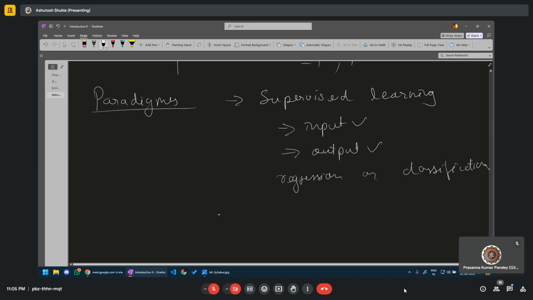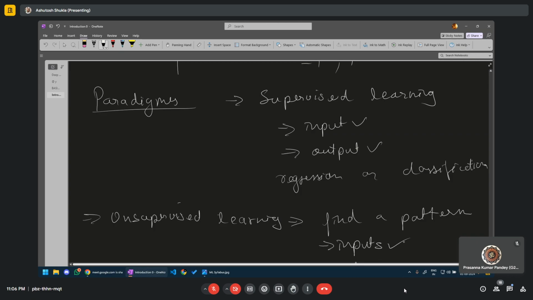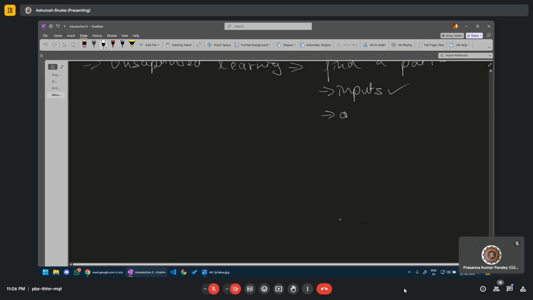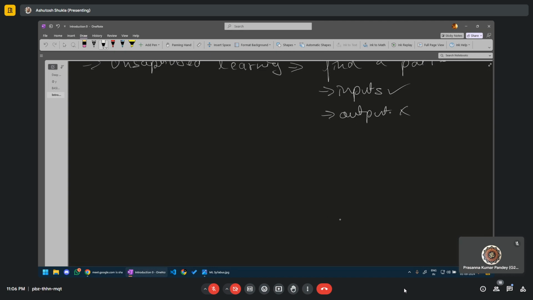Then there is unsupervised learning. Over here, all you want to do is find a pattern. You have the inputs, but there is no output. I mean, there is no output to validate your results. You just have to label the data, label the classification later on.